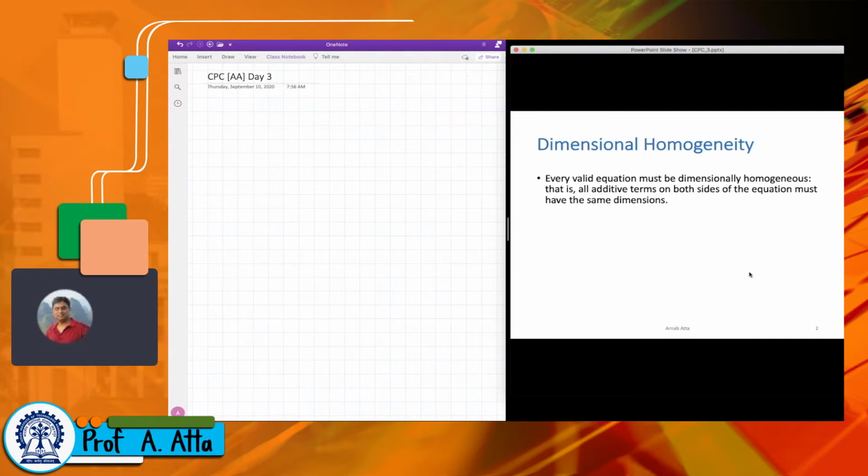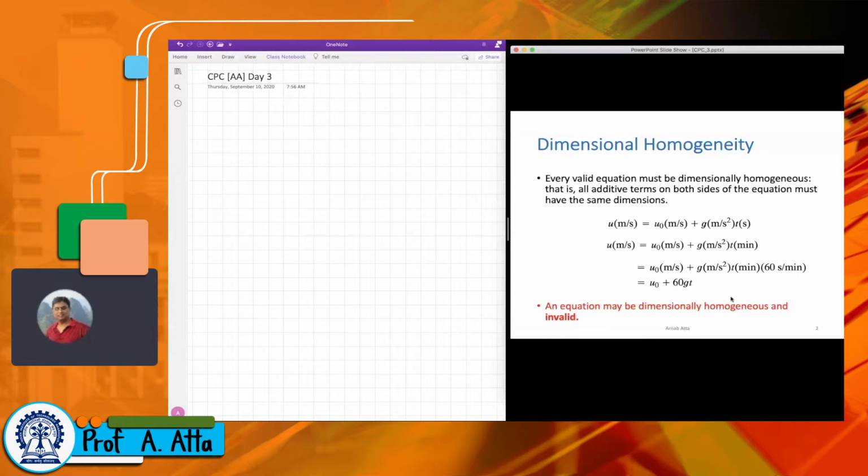So last class we stopped here, on what is dimensional homogeneity and why it is necessary. We have seen that a valid equation should be dimensionally homogeneous. But an equation that is dimensionally homogeneous can be invalid as well.